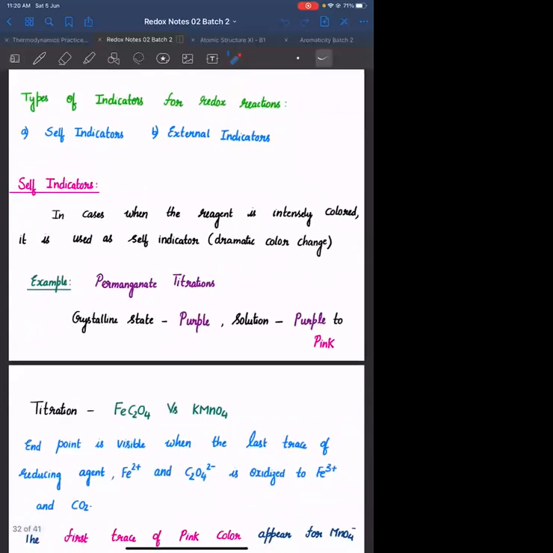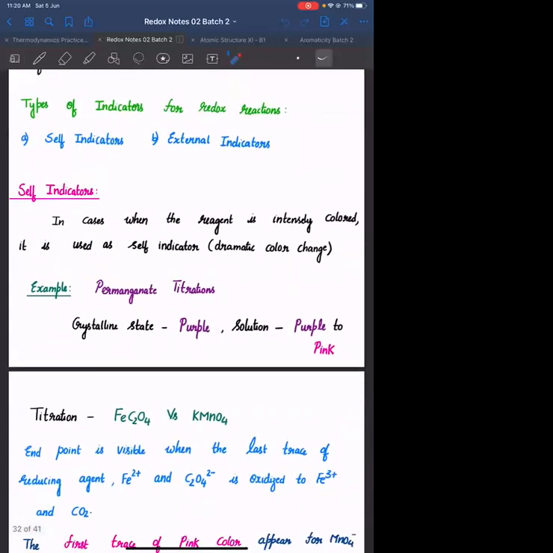And in the last lecture we have also discussed there are two types of indicators in the redox indicators also. There are self indicators as well as external indicators. What is meant by self indicator? The reagent itself will be colored.